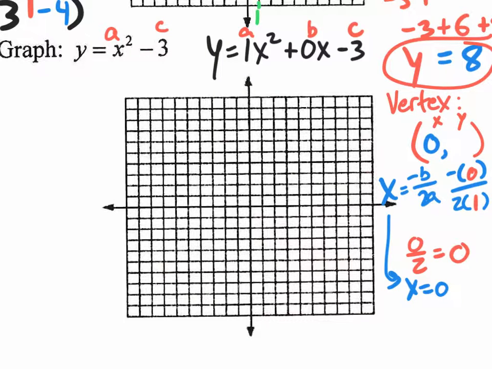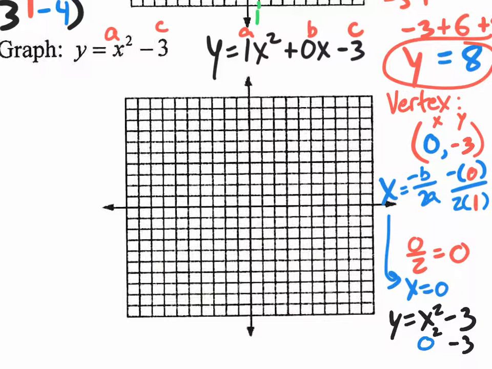Maybe I'll show my work here so nobody gets confused. y equals x squared minus 3. I'm going to plug in 0 for x. So it's going to say 0 squared minus 3. 0 squared is still 0. 0 minus 3 is -3. So the y value is -3.